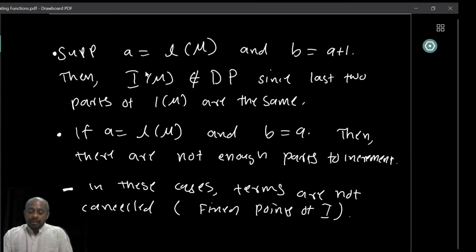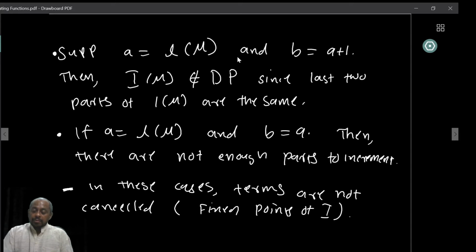In this case, what happens to I of mu? I of mu is not in dp, because the last two parts of I of mu are the same, since B is equal to A plus 1. I subtracted 1 from each of these, then I put it here, so the last part B became A, and then I am putting A as the part after this. So I am putting B minus 1, which is A, and then again another A.